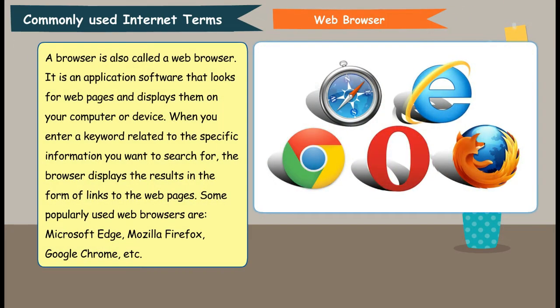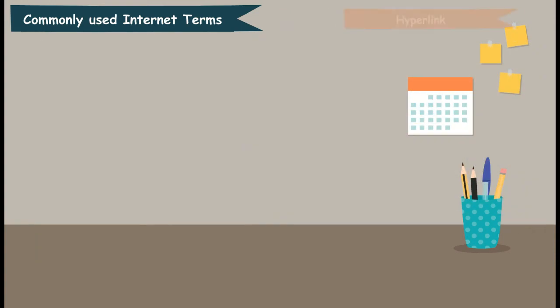Web browser. A browser is also called a web browser. It is an application software that looks for web pages and displays them on your computer or device. When you enter a keyword related to the specific information you want to search for, the browser displays the results in the form of links to the web pages. Some popularly used web browsers are Microsoft Edge, Mozilla Firefox, Google Chrome, etc.